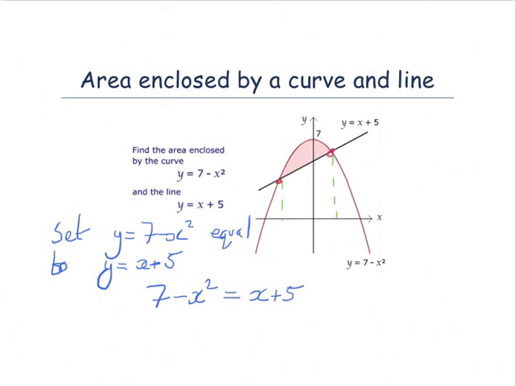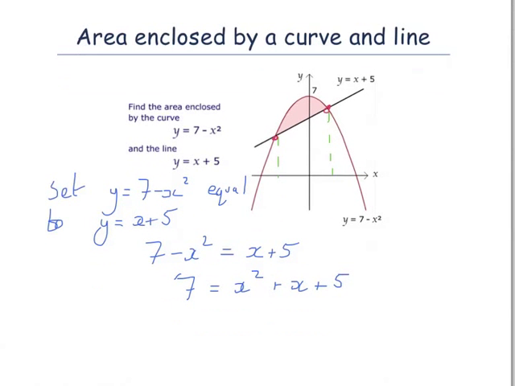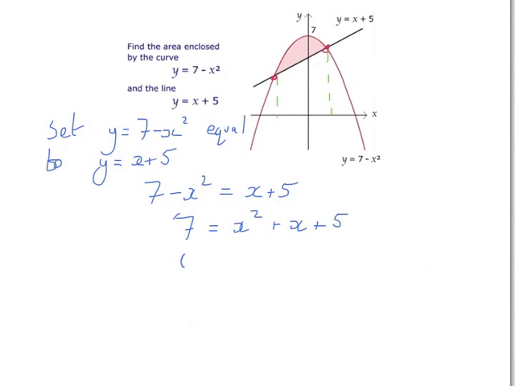To solve this we want to collect all the terms on one side and then set equal to 0 so we can solve the quadratic. The easiest thing to do is to bring this minus x squared over to the other side by adding x squared to both sides. So we have 7 equals x squared plus x plus 5. Now we need to subtract 7 from both sides to make this quadratic equal to 0. So x squared plus x minus 2.